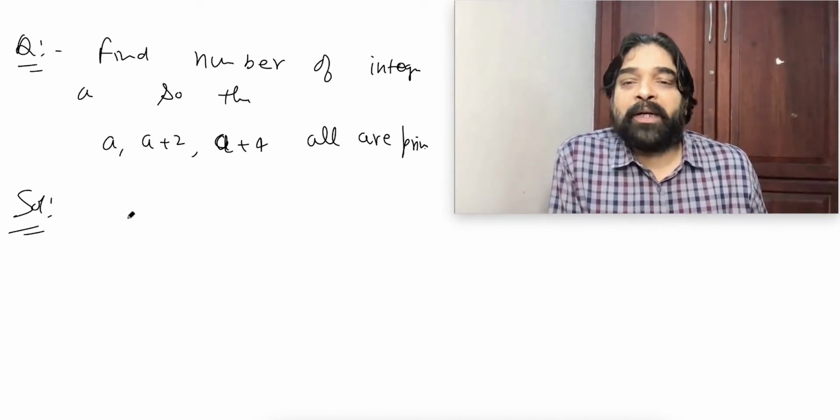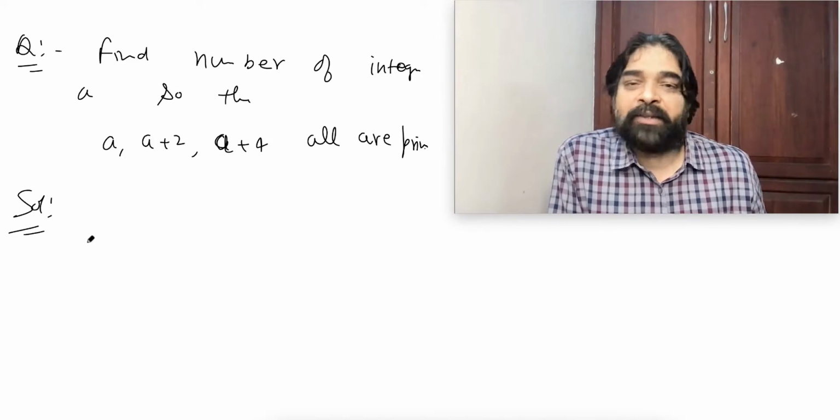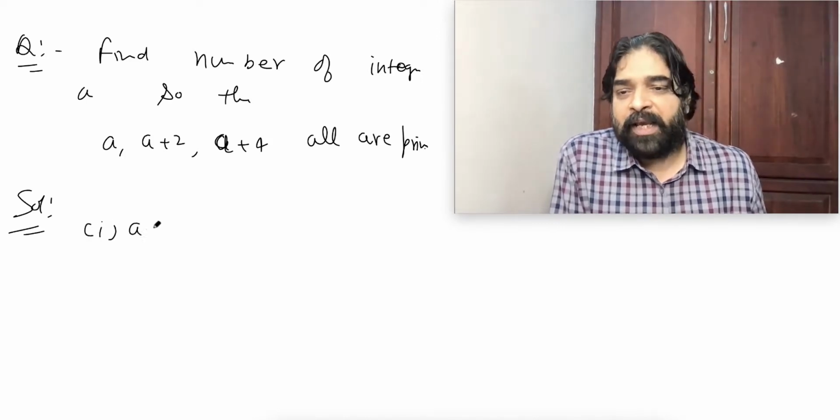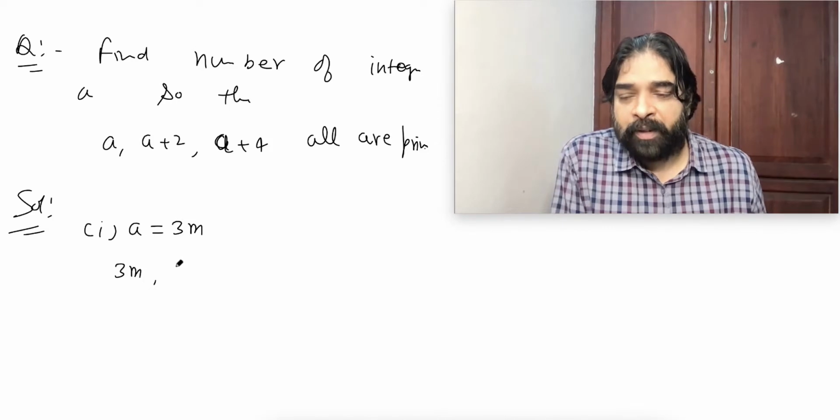So now A can be any integer, so I will take three cases. First case, A can be 3m. If A is 3m, what will be written? 3m, 3m plus 2, 3m plus 4. Correct? I will come back to this. Don't worry.